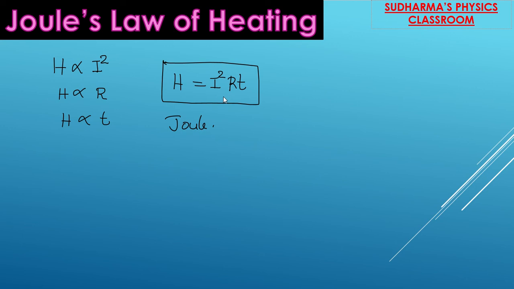So in a conductor, if current is more, then the heat produced will be more. If the resistance is more, then also the heat produced will be more. If time is increased, say instead of 1 hour, if you allow the current to pass through for 2 hours, then the heat produced will be more, provided current and resistance are the same. Even if the time changes, accordingly the heat dissipated will change.